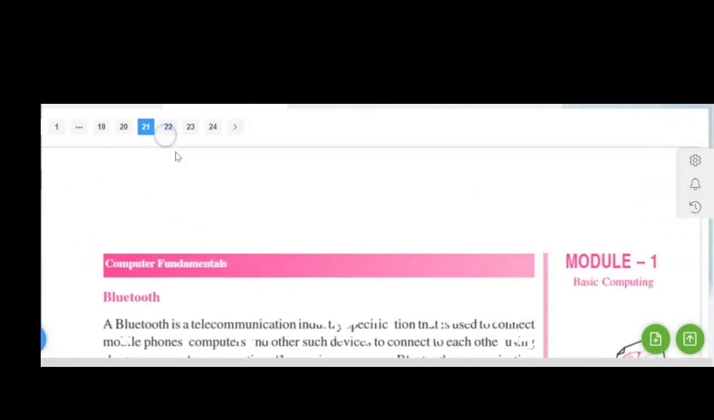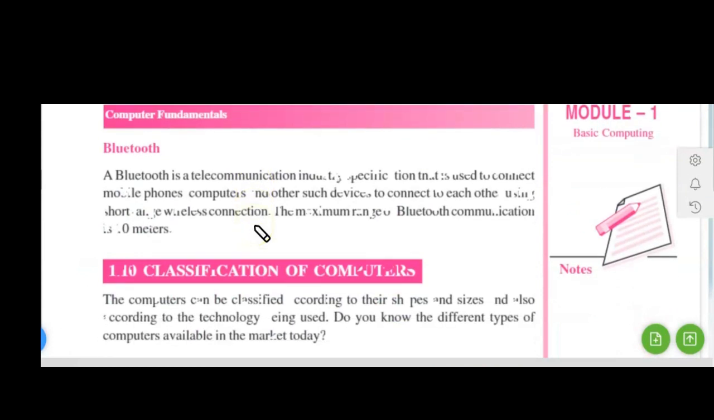Next one is Bluetooth. Again, its range is 10 meters. So you already know you use Bluetooth for your mobiles and all to transfer the data from one phone to another phone. You first switch on the Bluetooth connection and then the data gets transferred accordingly. So these are the different ports details.